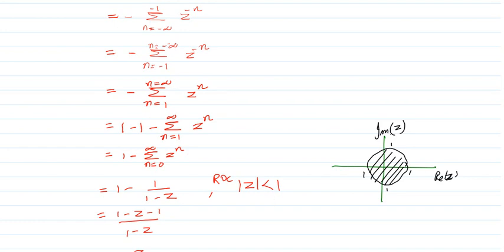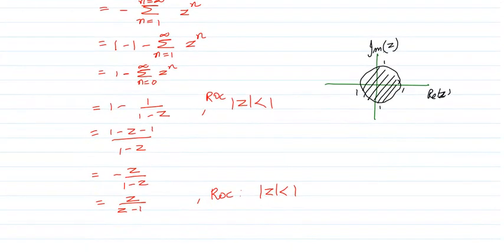Then the rest is simple mathematical manipulation, and we get z by z minus 1. So what is the ROC? Magnitude of z should be less than 1. This is the unit circle, and the ROC is inside the circle. Remember, for u of n, the Z transform is z by z minus 1.